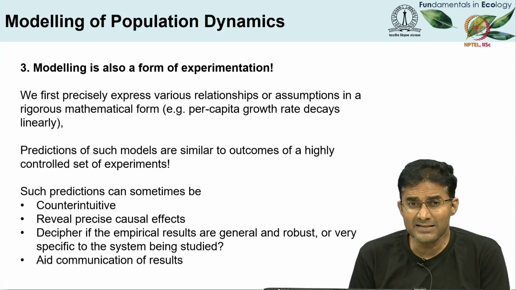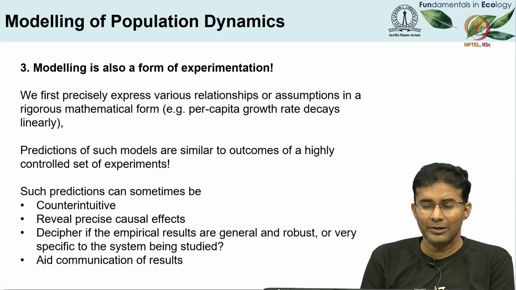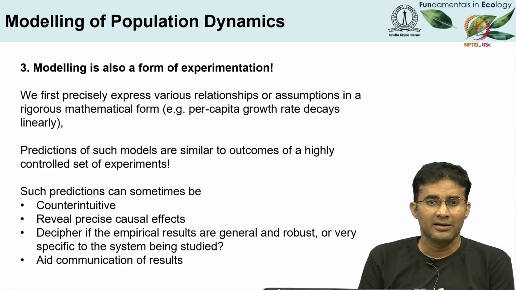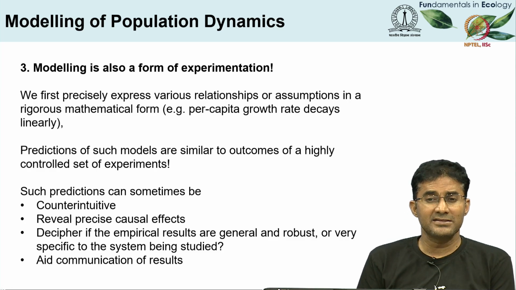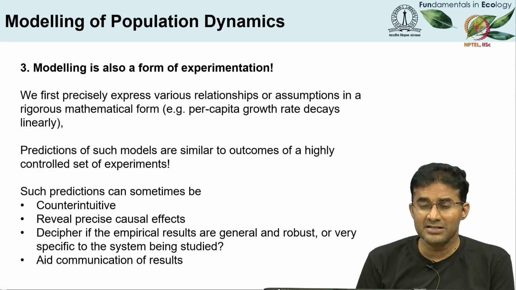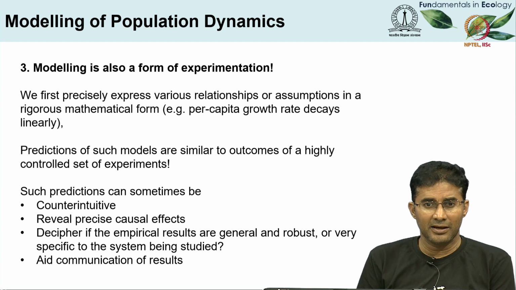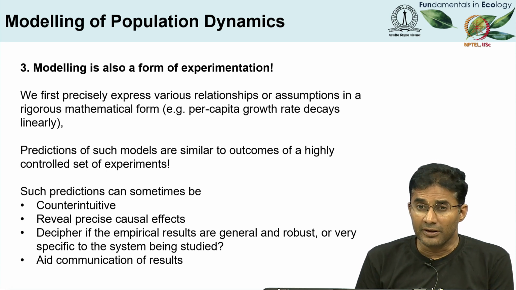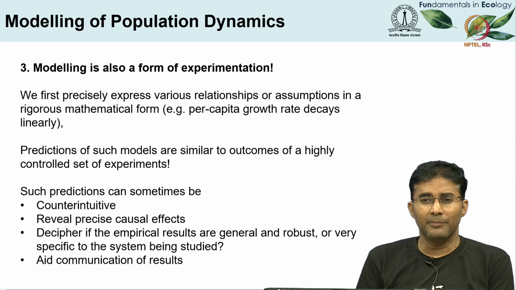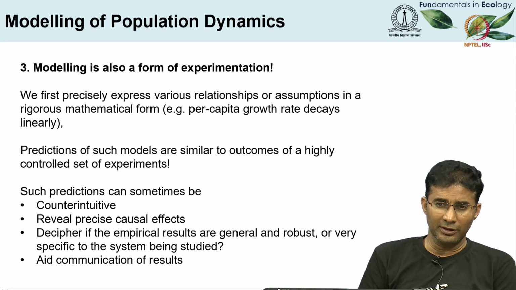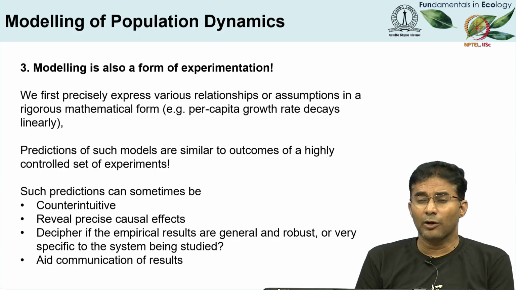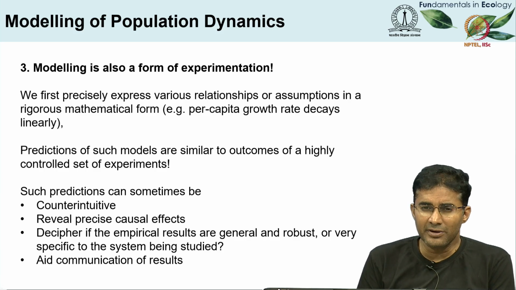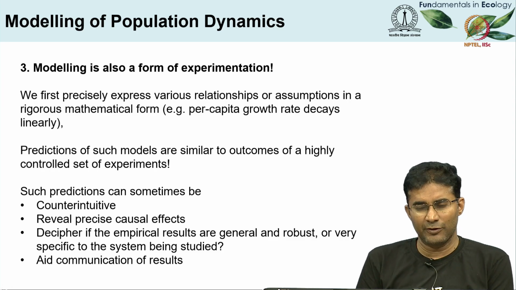And these predictions can sometimes be very counterintuitive and something we could not have guessed, and they can help us identify precise cause and effect relationships. For example, if we are using mathematical modeling to explain a certain empirical data, it can also help us tell whether the observed empirical results are very general and robust, or very specific to the system being studied.